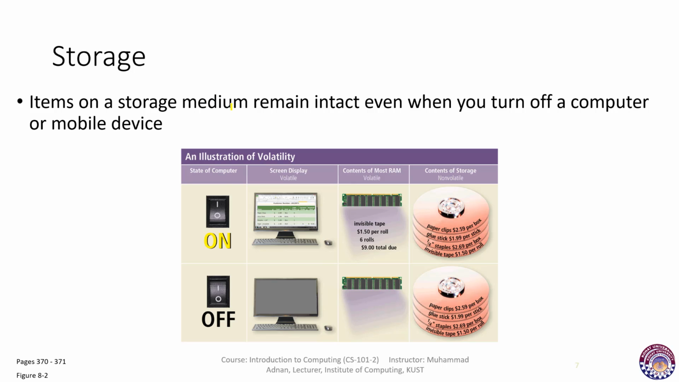Items on a storage medium remain intact. They are not lost even when you turn off a computer or a mobile. The state of your computer can be on or off. If the computer is on, you see some data on the screen, but if it is off, the screen is blank. If the computer is on, then the memory contains the data content, most of the RAM. It is volatile, meaning that when the computer is turned off, the data inside RAM will be lost or it will be moved to the hard disk.